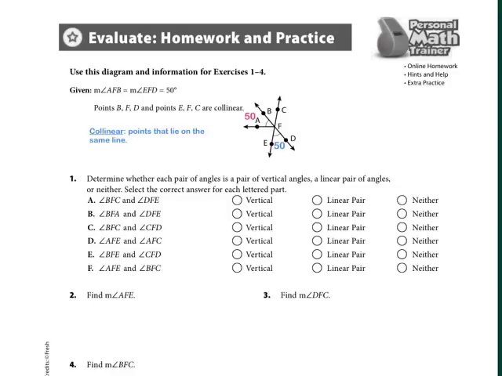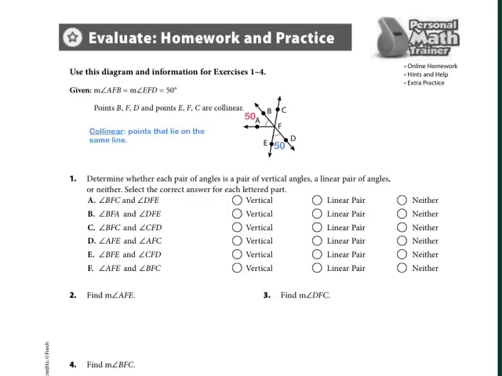Determine whether each pair of angles is a pair of vertical angles, a linear pair of angles, or neither. Select the correct answer for each lettered part. Now let's remember, vertical angles are directly across from each other, and linear pairs should be next to each other. Vertical angles are congruent, and linear pairs are supplementary, which means that they add up to be 180. And neither, of course, would be that they are neither vertical nor linear pair.